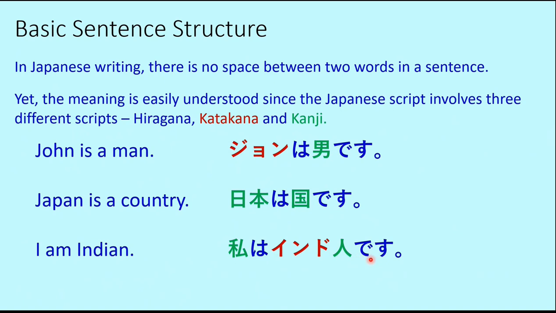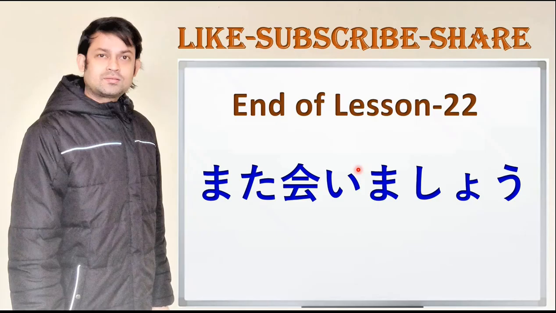So what I wanted to say here is that even though there is no space between the words, due to the presence of three different scripts, it is not very difficult to understand the meaning and to demarcate different words in this sentence. So friends, that's all for today's lesson 22. I hope you have understood the basic sentence structure and the verb article and their copula, and how even without any gap between the words of a sentence, we can still easily read a Japanese sentence and make meaning out of it.